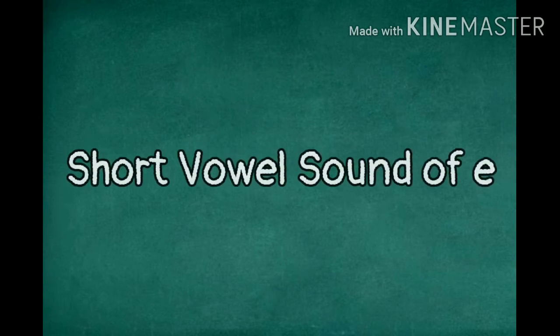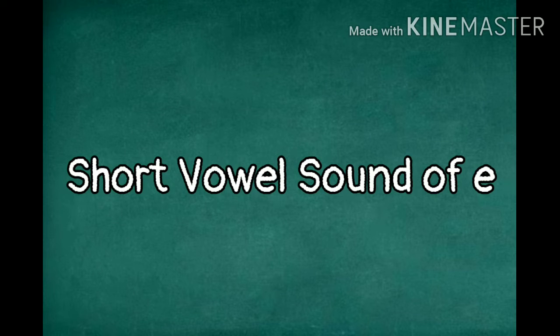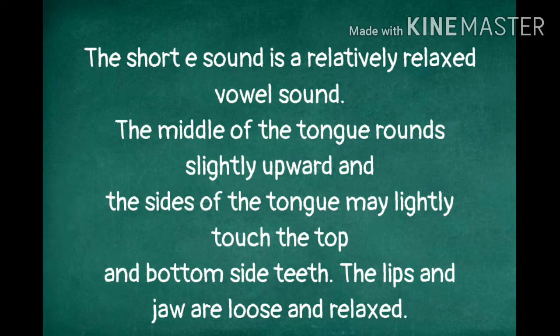Now let us proceed to the short vowel sound of E. The short E sound is a relatively relaxed vowel sound. The middle of the tongue rounds slightly upward and the sides of the tongue may lightly touch the top and bottom side teeth. The lips and jaw are loose and relaxed.